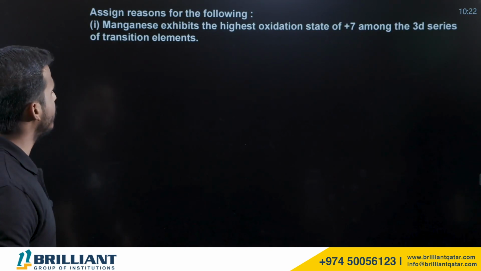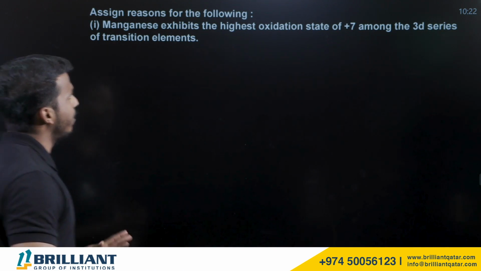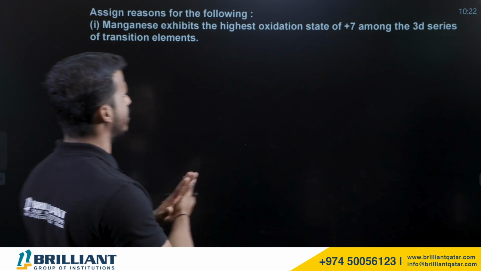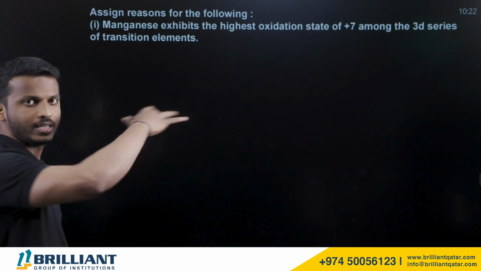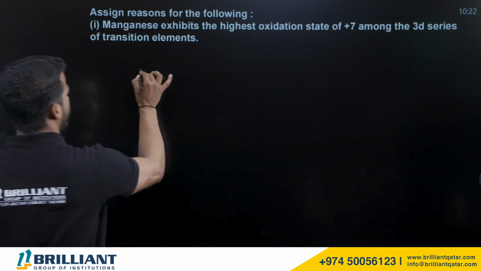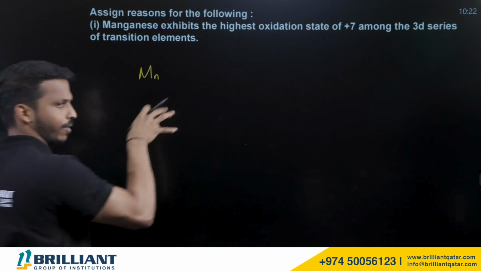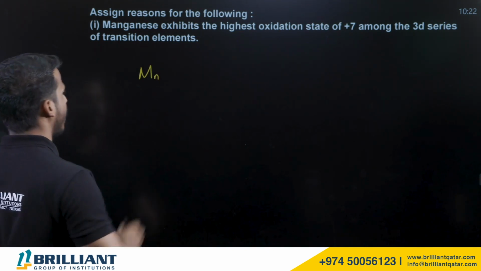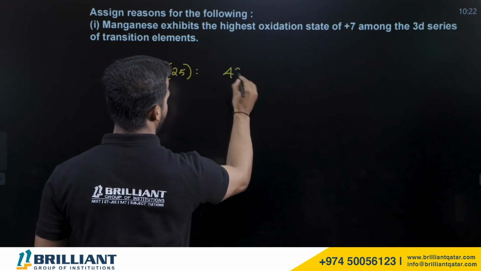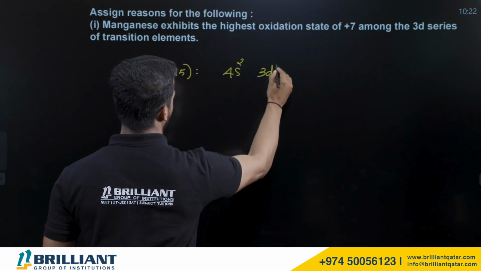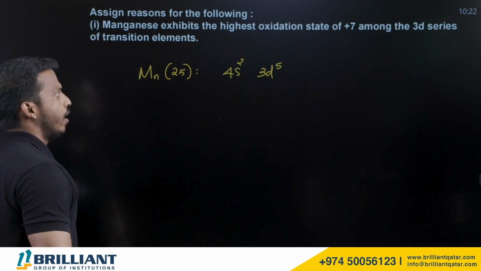Then assign reason for the following. Manganese exhibits the highest oxidation state of +7 among the 3d series of transition elements. We already discussed the 3d series elements, in which manganese is the central atom. Manganese atomic number, you know, is 25. Its configuration we can write as 4s2 3d5.